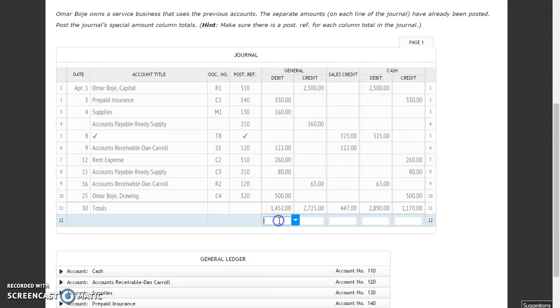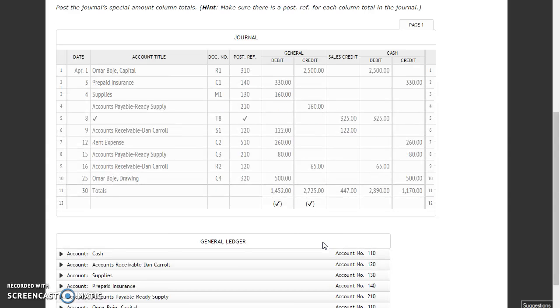First thing, this general debit column, I know that these items are all posted, again, because I'm seeing that post reference over here. So I'm just going to go ahead and mark a check mark that those have been posted. Same thing for my general credit. All of these amounts in this grand total, I've posted them all individually throughout all of these lines in the last lesson. So again, I'm going to mark a check mark there.